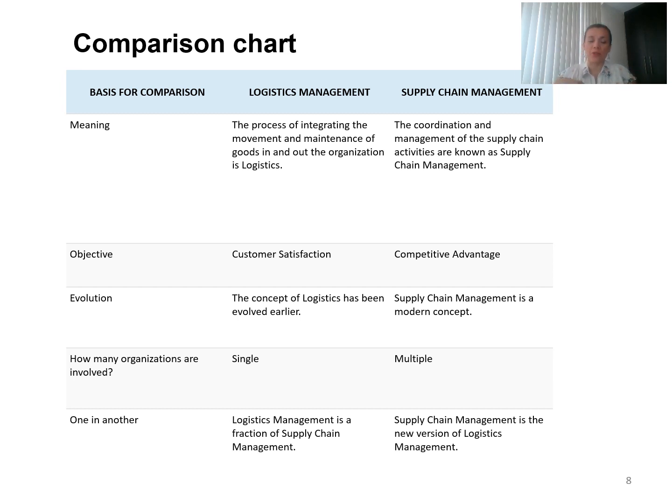In terms of the evolution, the concept of logistics management has evolved early. I guess from my point of view it's the first thing that a company gets ready to implement. On the other hand, supply chain management is considered a modern concept. In terms of how many areas are involved, logistics management is only one, logistics, but on the other hand, supply chains integrate multiple areas of the company.